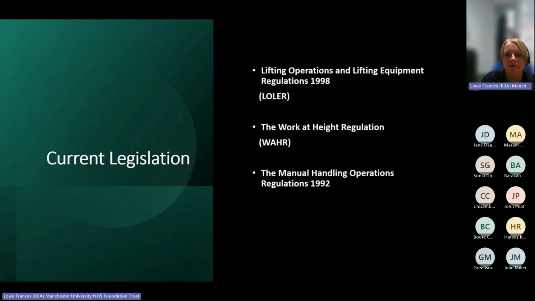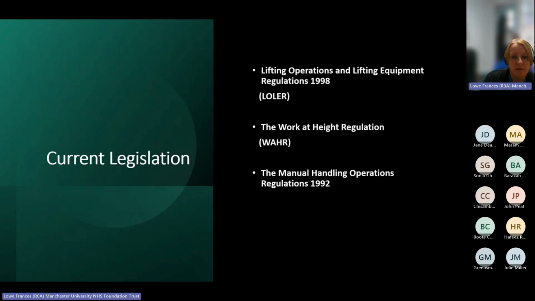So then there's the Lifting Operations and Lifting Equipment Regulations, which ensure that companies who own, operate, or have control over lifting equipment must be responsible for the safety of the operators. The lifting equipment must be managed and controlled to avoid injury or damages. There's also the Work at Height Regulations, which were introduced to prevent death and injury caused by falls from height.